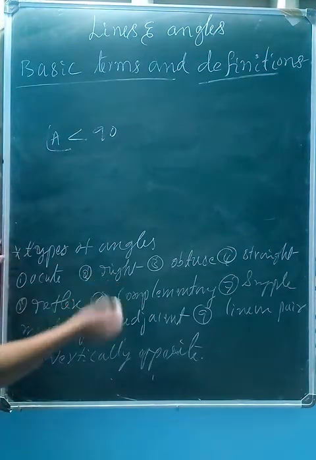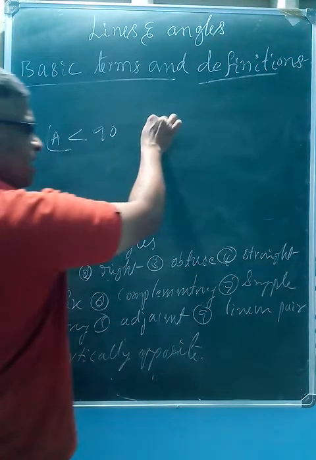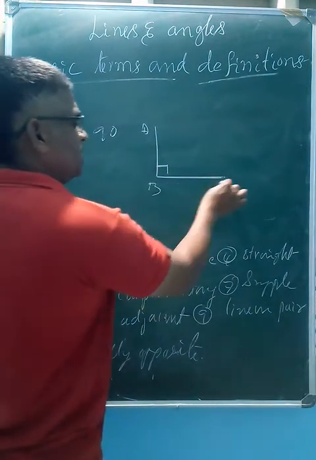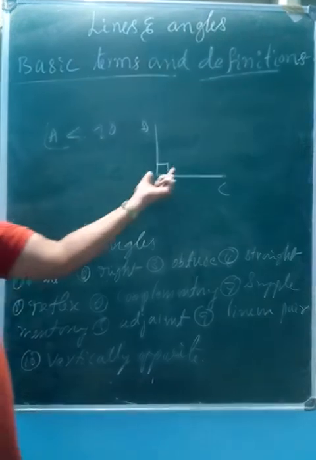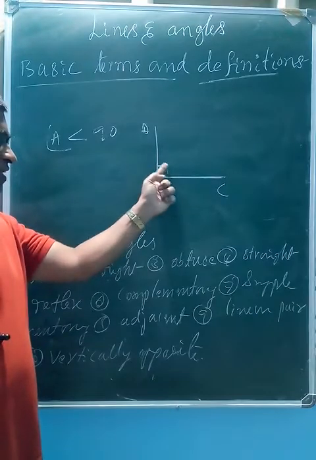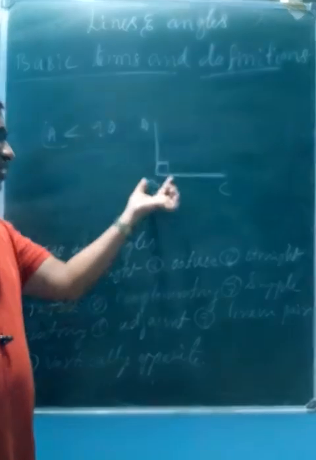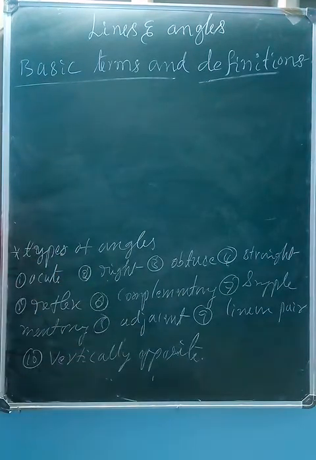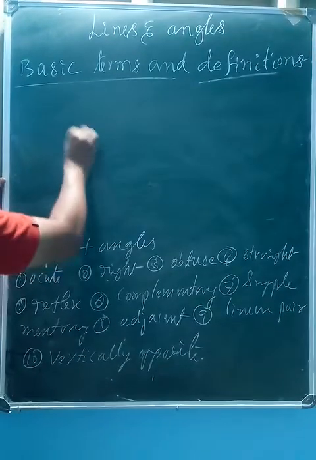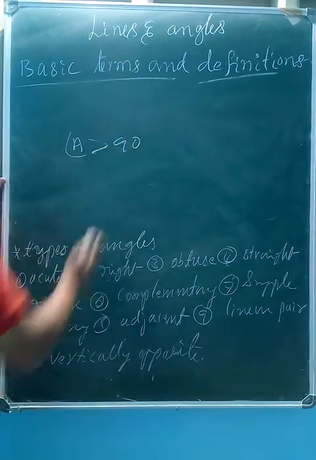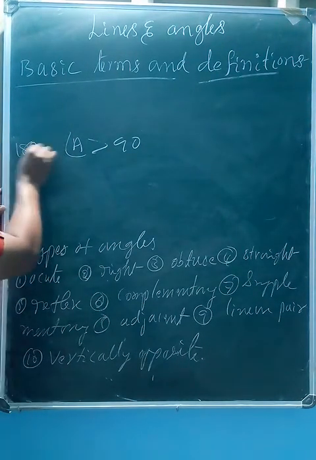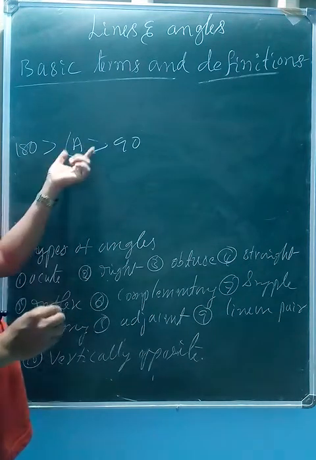If an angle measures exactly 90 degrees, this angle is called a right angle. For the symbol, you have to write a rectangle symbol. So this is 90 degrees, and this is called a right angle. If any angle is greater than 90 and less than 180, so this is 180 degrees is greater than A is greater than 90.